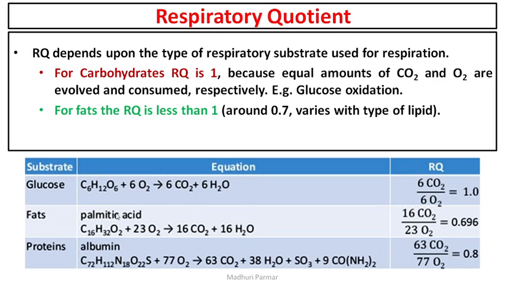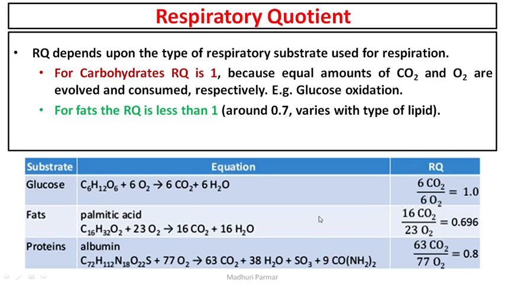Okay, so for example, palmitic acid, you must remember different sorts of fatty acids. Palmitic acid is the 16 carbon long fatty acid, C16H32O2. When palmitic acid is oxidized, when it is used for respiration, it will use 23 oxygen, give out 16 carbon dioxide and 16 water. When you see this 16 by 23, 16 carbon dioxide released by 23 oxygen consumed, you find out that the ratio is closer to 0.7.